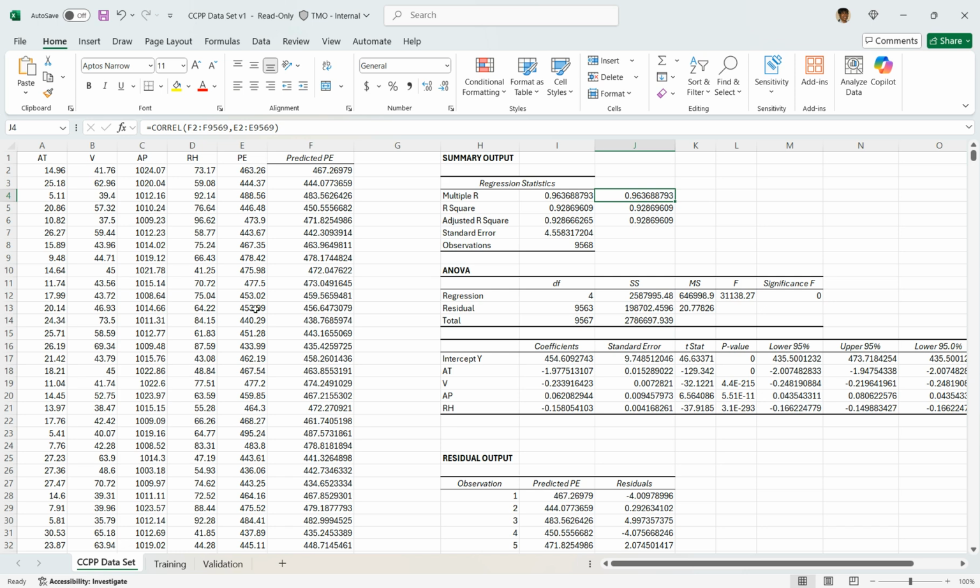And then we have column E, PE, which is our electrical energy output, which has a range of 420.26 to 495.56.